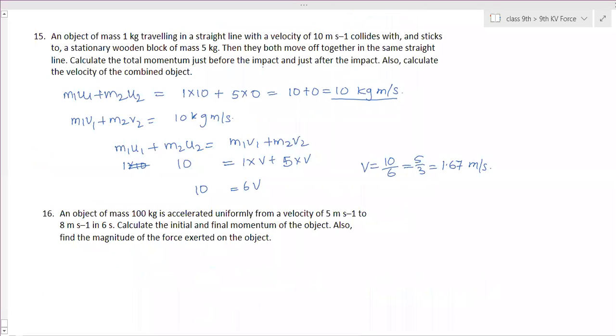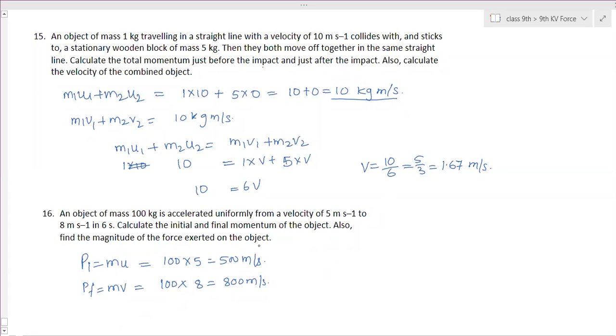An object of mass 100 kg is accelerated uniformly from a velocity of 5 meter per second to 8 meter per second in 6 seconds. Calculate the initial and final momentum. Initial momentum is equal to m into u. Mass is 100 kg, initial velocity is 5 meter per second, so 500. Final momentum is 100 into 8, that is 800.